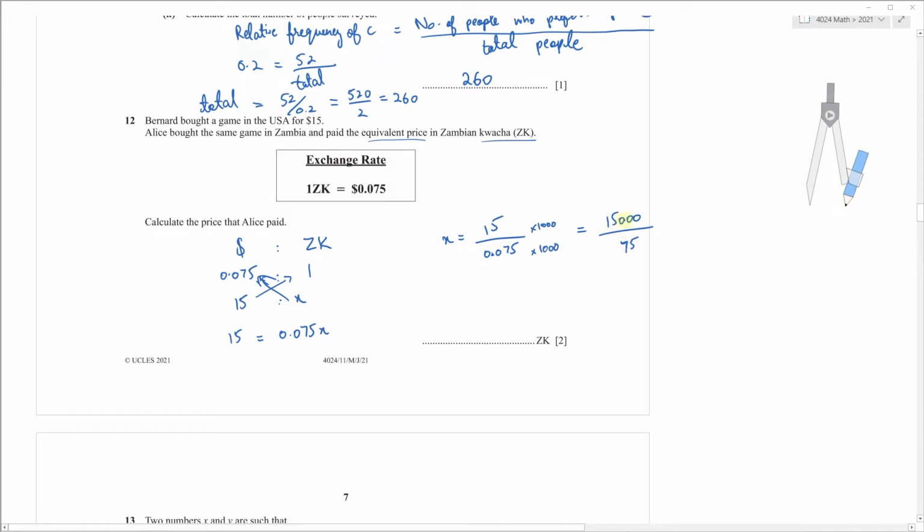Both of these are divisible by 15. So 15 times 1 is 15 and then 3 zeros, and 15 times 5 is 75, and then 5 times 1 is 5, 5 twos are 10, 0 0. So this is 200. So your answer here will be 200.